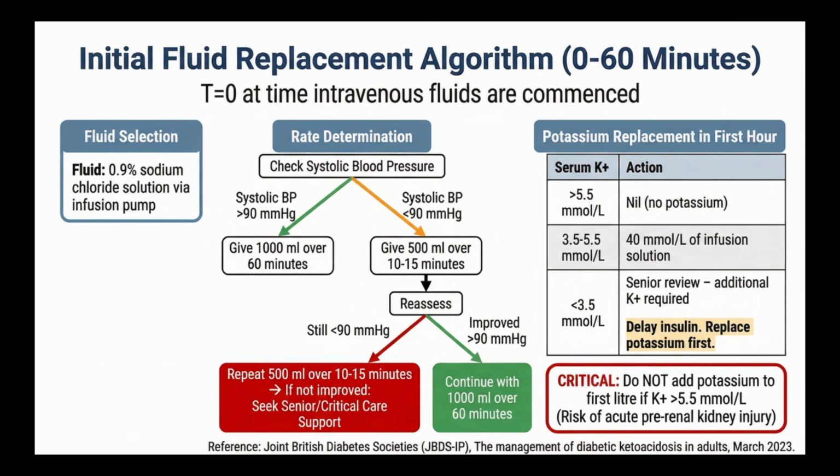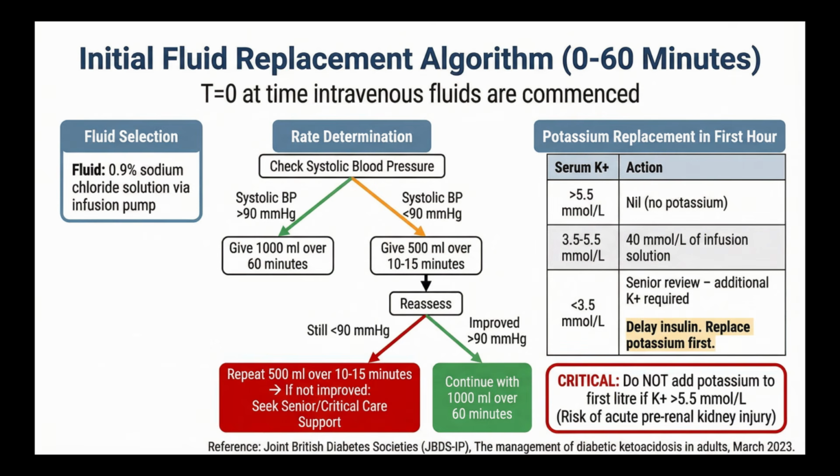Give 500 milliliters over 10 to 15 minutes, then reassess. If the blood pressure is still below 90, repeat the 500 milliliter bolus and seek senior or critical care support early. If the blood pressure improves above 90, continue with 1 liter over 60 minutes.